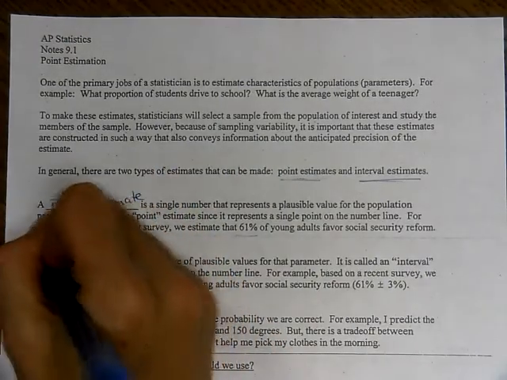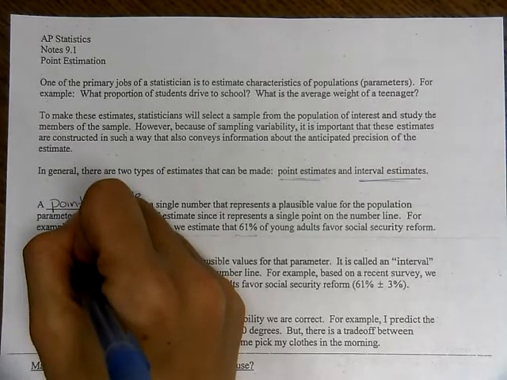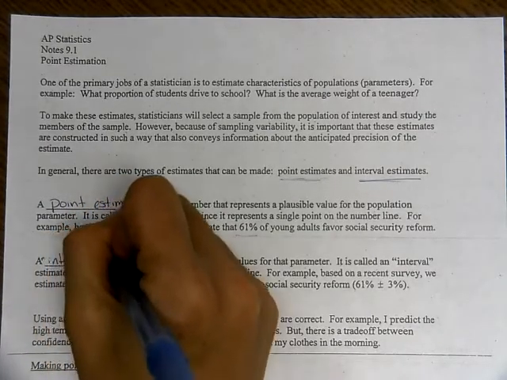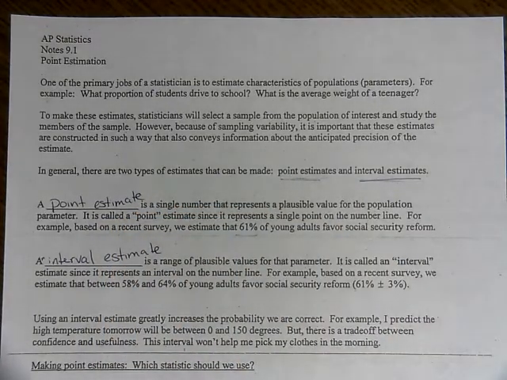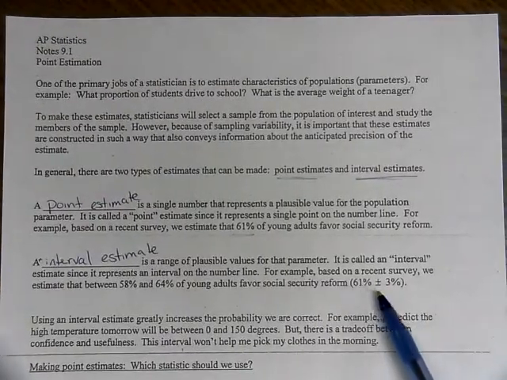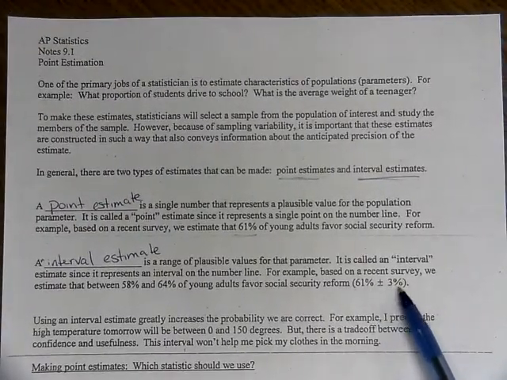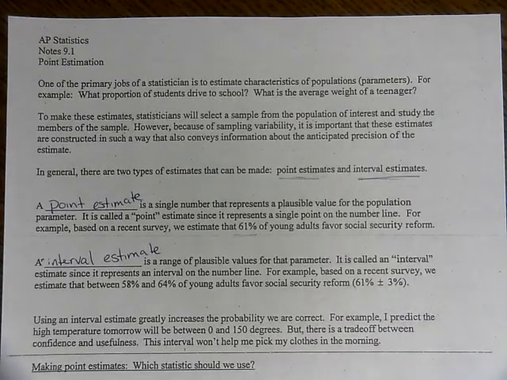An interval estimate is a range of plausible values for that parameter. It's called an interval since it's represented with an interval on the number line. For example, we could say, based on a recent survey, we estimate that between 58% and 64% of young adults favor Social Security reform. Some places you'll see it written as 61% plus or minus 3%. Usually this is their margin of error.